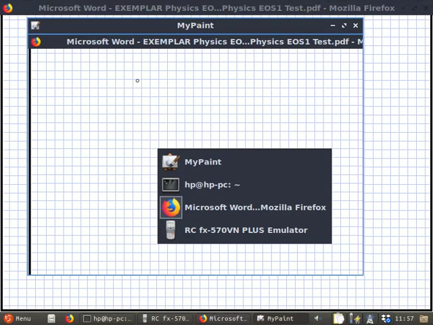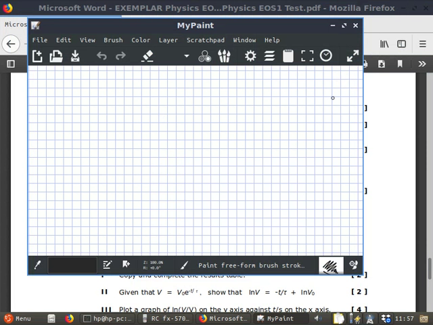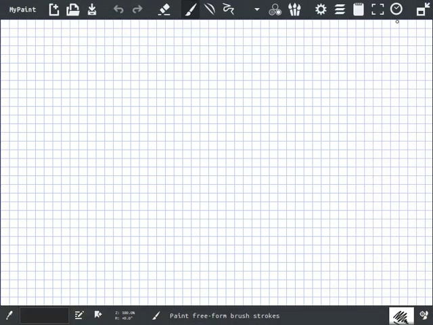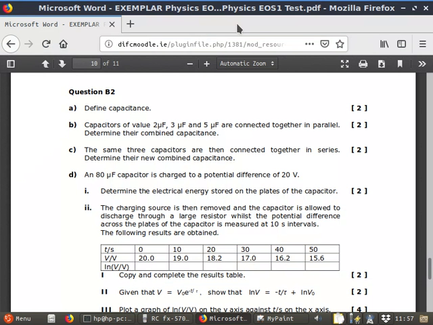Right, what is happening first? Define capacitance. Okay.